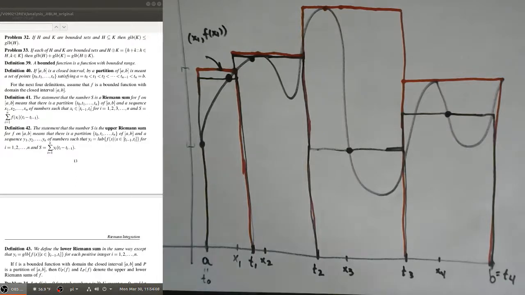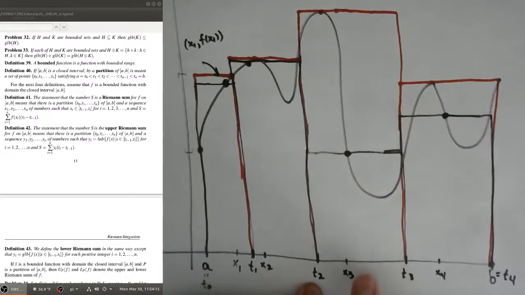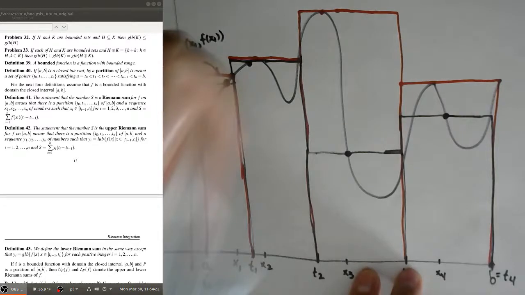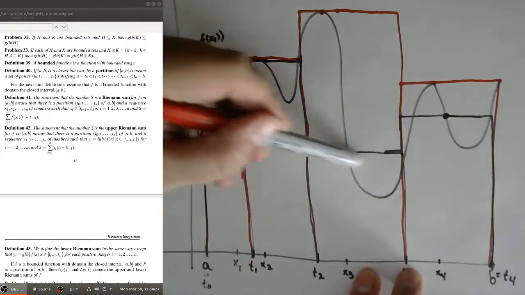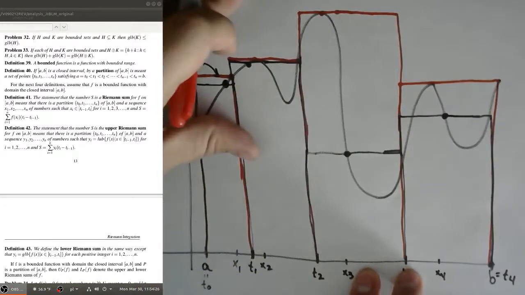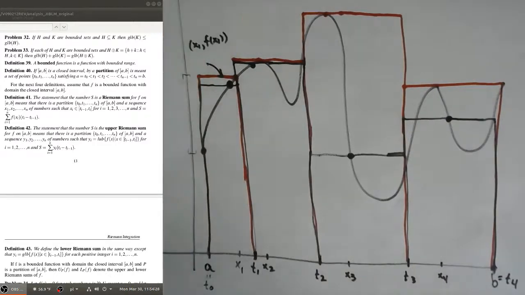So again, the partition was really important. If I had cut this partition in half, so instead of T3 being here, I put T3 right here, then between this point and this point, if this was my new T3, I would have a different maximum height for my upper rectangle. So this is very dependent on the partition that you're picking. And that's important because, in fact, to define integration we're going to do something over all of these partitions.